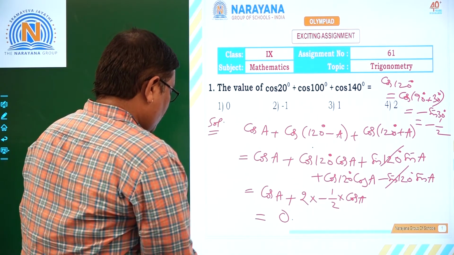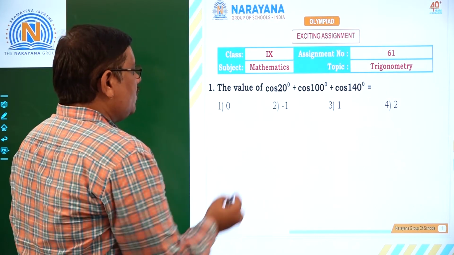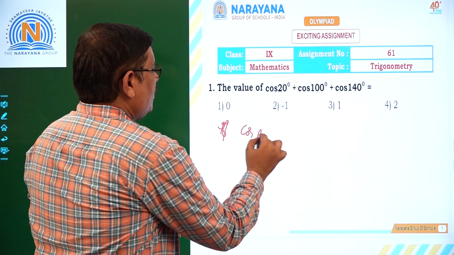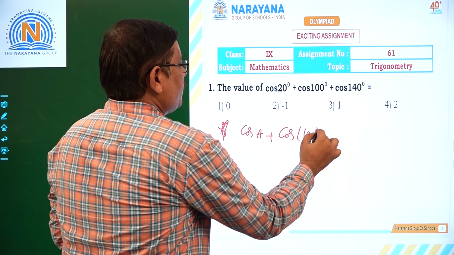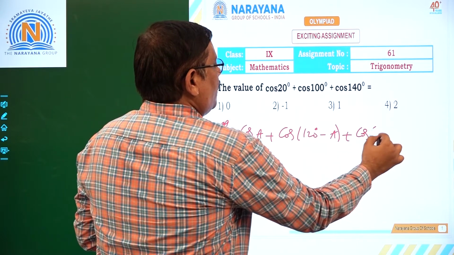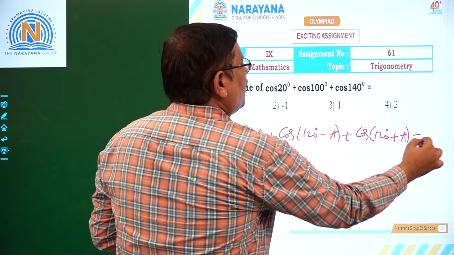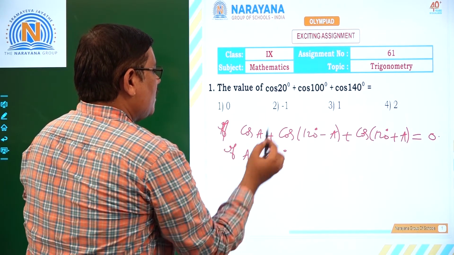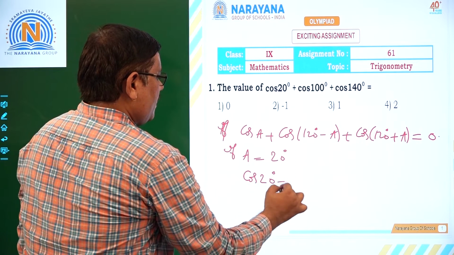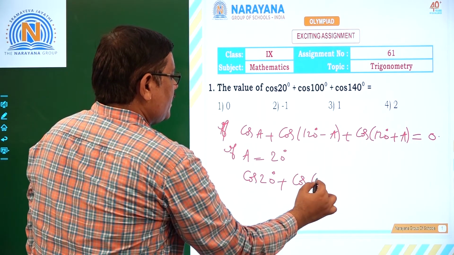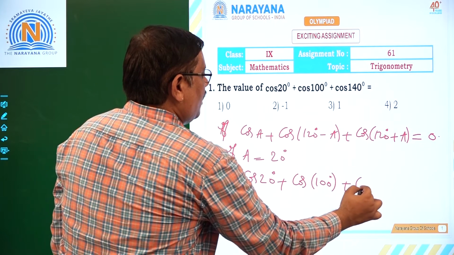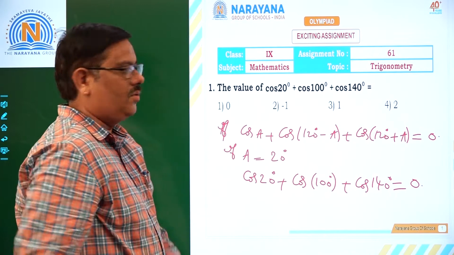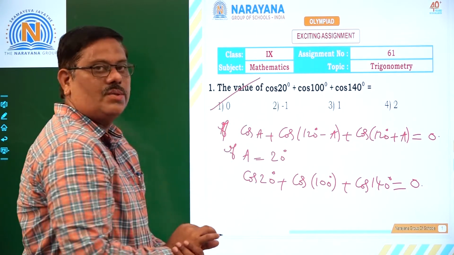If it is 0, what is the answer? We have proved that cos A plus cos(120 degrees minus A) plus cos(120 degrees plus A) is equal to 0. If A is equal to 20 degrees, what do you get? Cos 20 degrees plus cos(120 minus 20), that is 100 degrees, plus cos(120 plus 20), that is 140 degrees. That is again equal to 0. 0 is nothing but the first option for us. So that is the right answer.